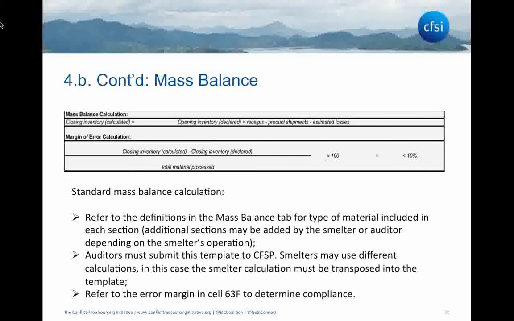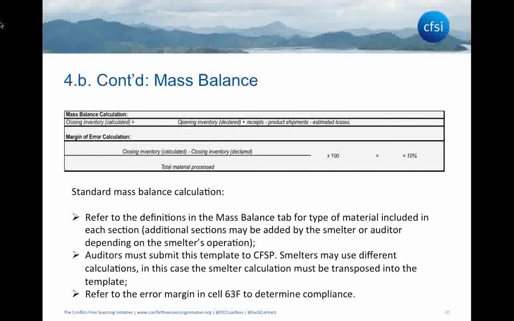However, auditors and smelters should not change the calculation as it is now in this template. The auditor must submit this template to the CFS program to ensure that everybody uses the same calculation. While smelters may use different mass balance calculations for their operations, they must work together with the auditor to transfer their own calculation into this template, again to make sure that the CFS program is able to compare the different calculations by using the same methodology for each.